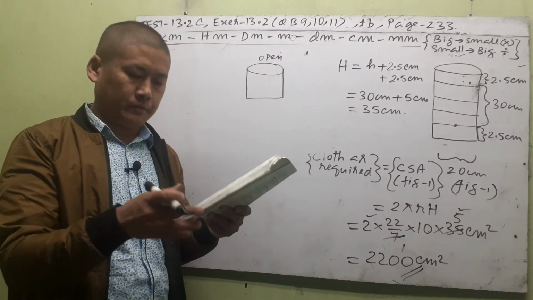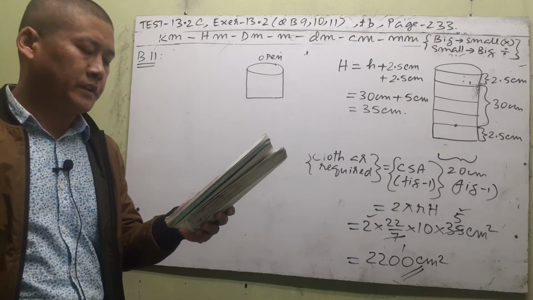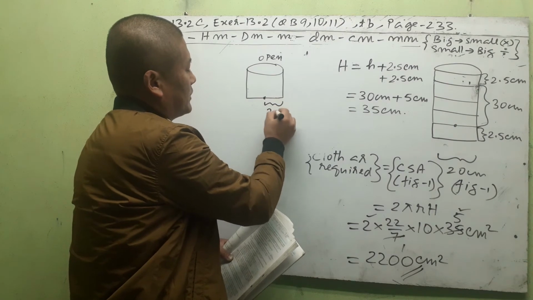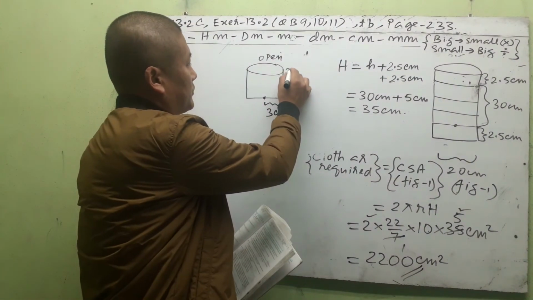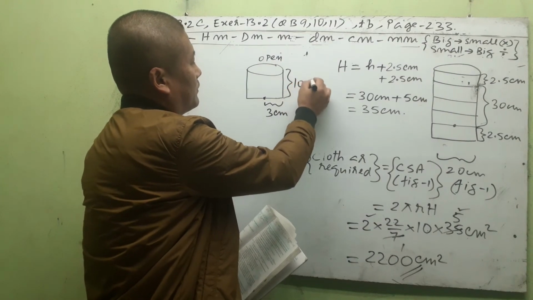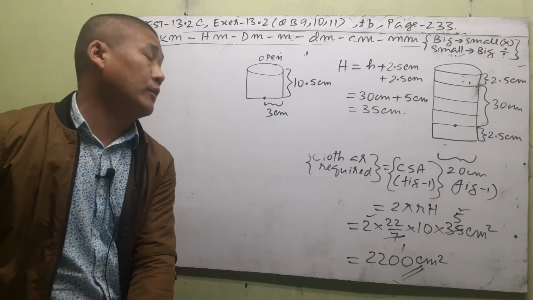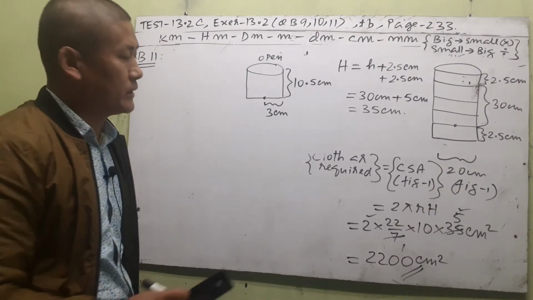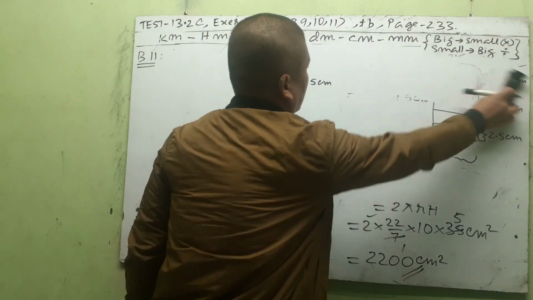Using cardboard material. Each pen holder was to be of radius 3, so radius means from here to here 3 centimeter, and the height of the pen holder should be 10.5 centimeter. The question did not tell us the pen holder is open, but by our common sense also we know pen holder should be open. That's why we're just figuring that out by our own common sense.